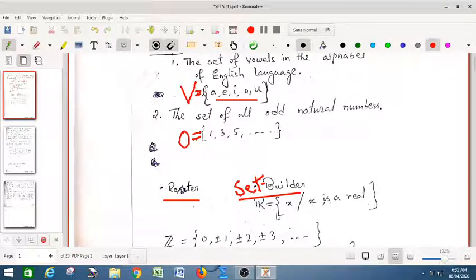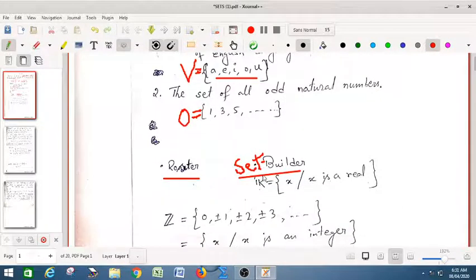Suppose I am talking about the set of real numbers. The set of real numbers is the whole real line, starting from minus infinity to plus infinity. We can talk about R. R represents the set of real numbers. So we can write x such that x is an element of R. What is the property of x? x is a real number. So this is the compactness of writing in the set builder form.